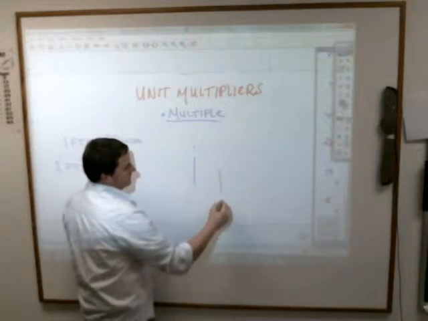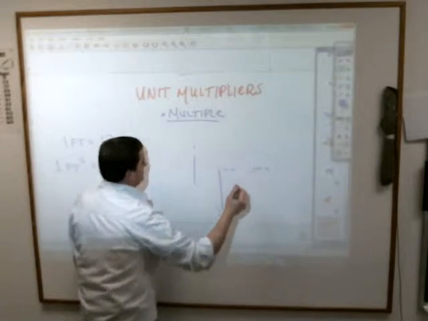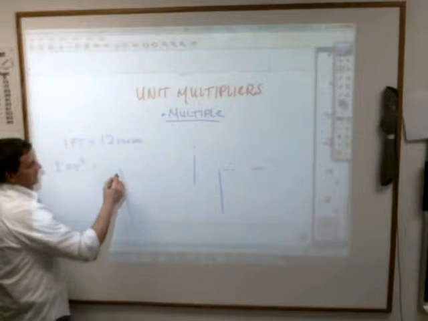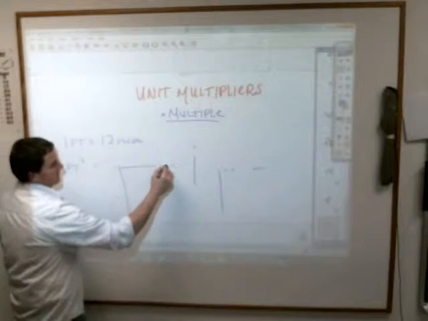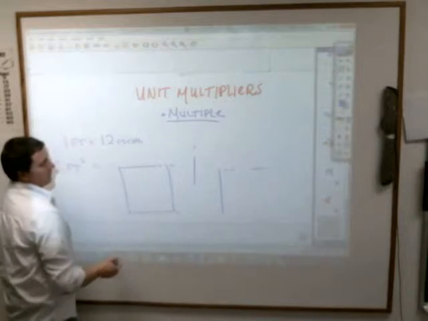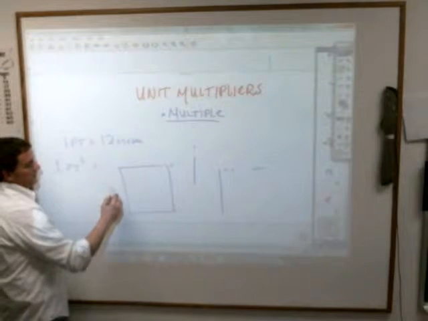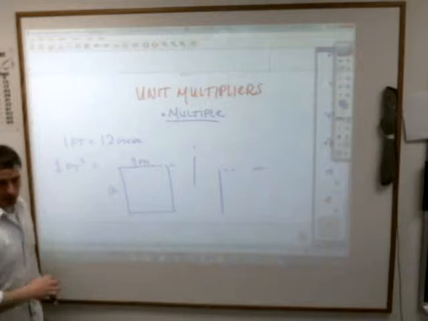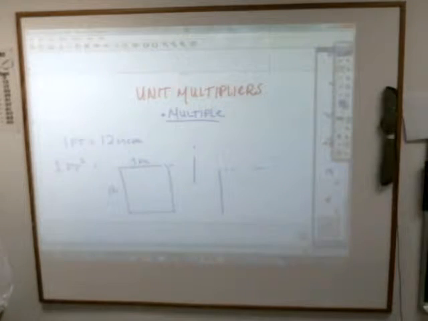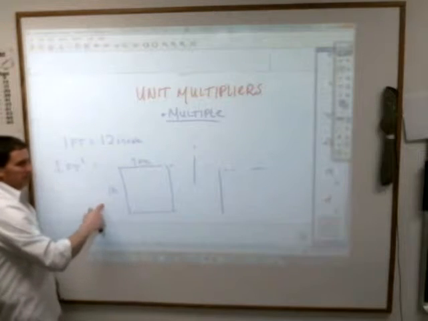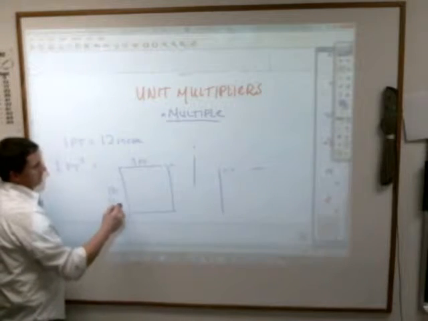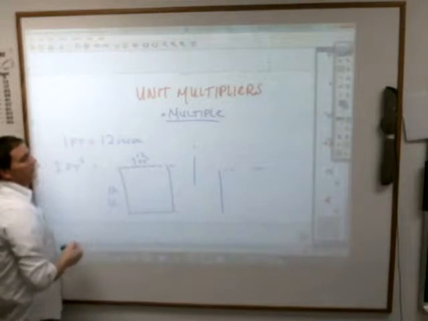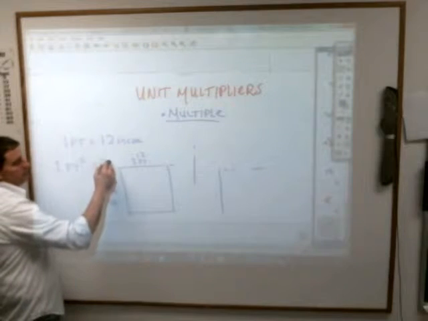Here is my 1 square foot, right? It's 1 foot by 1 foot. I can tell you there are many, many more than 12 square inches there. If you actually do the conversion here, it's 144 square inches.